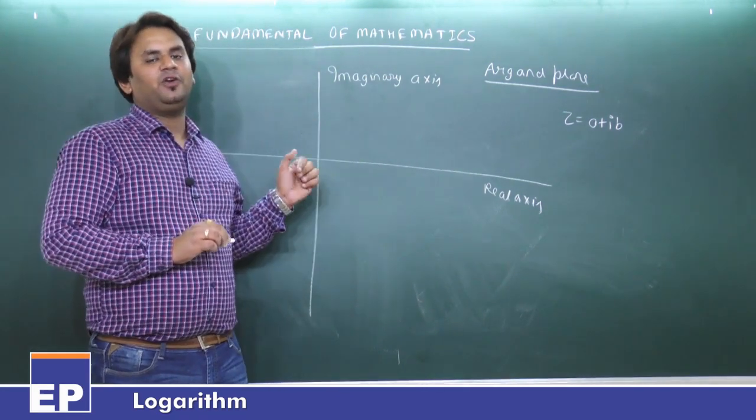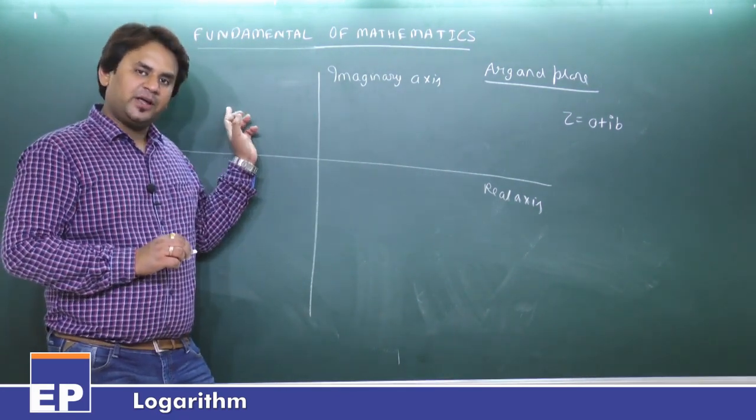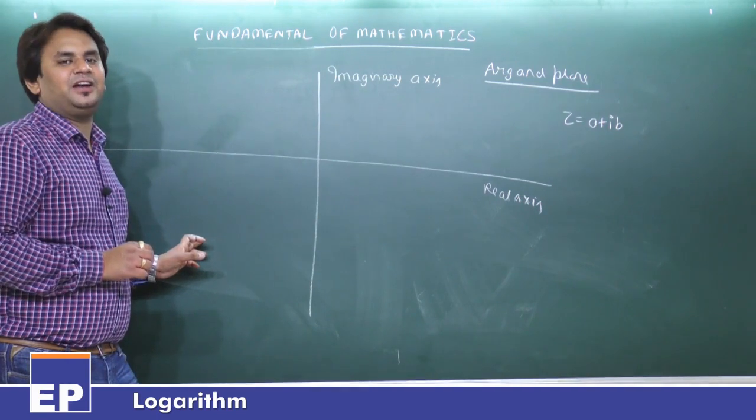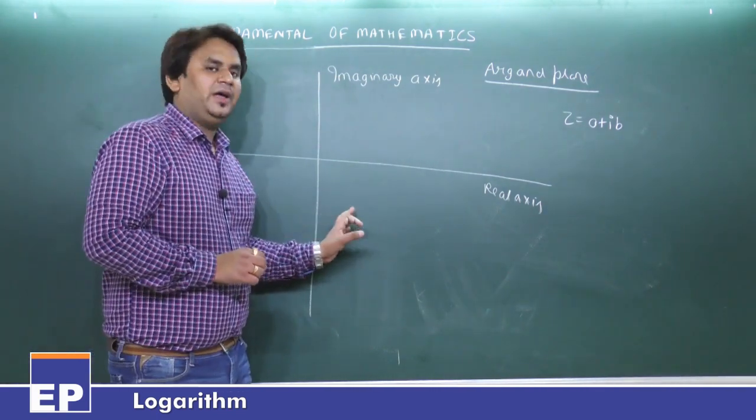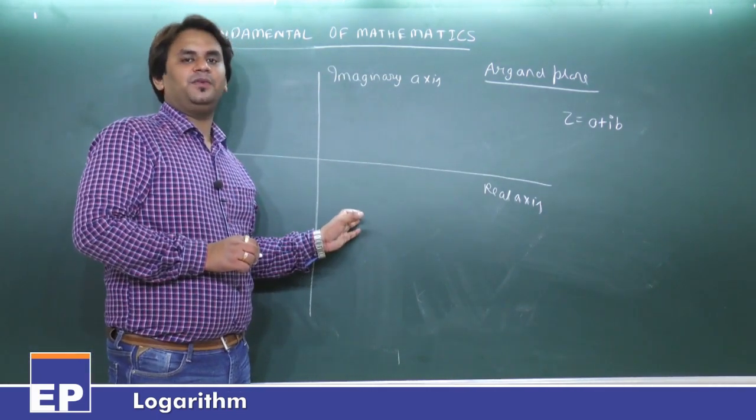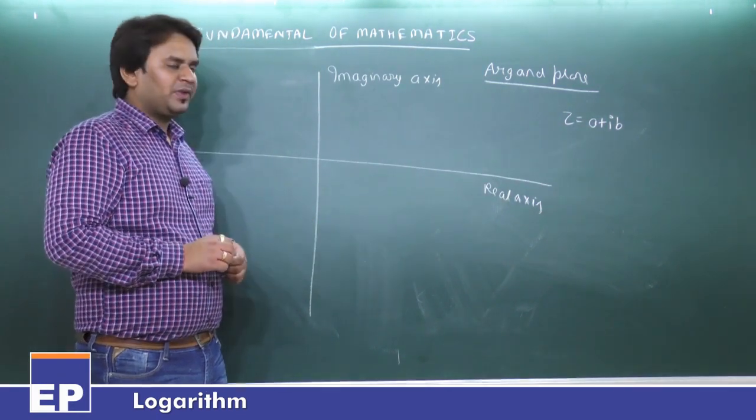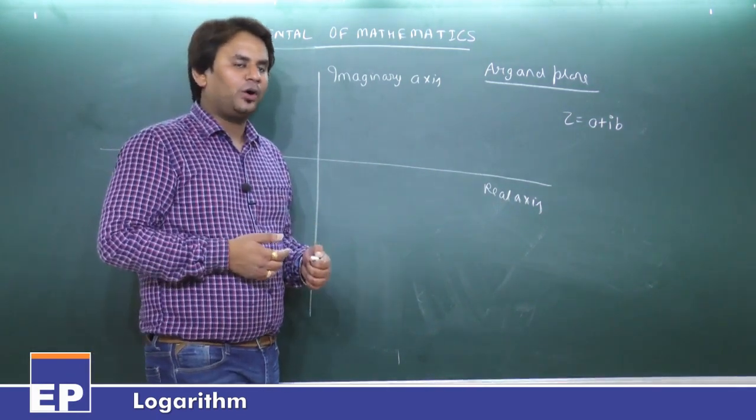If x is negative and y is positive, then it will be in the second quadrant. If x is negative and y is negative, then it will be in the third quadrant. If x is positive and y is negative, then it will be in the fourth quadrant. Similarly, in complex numbers we will also treat the coordinates like this.